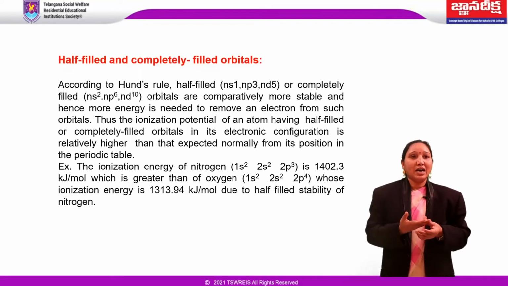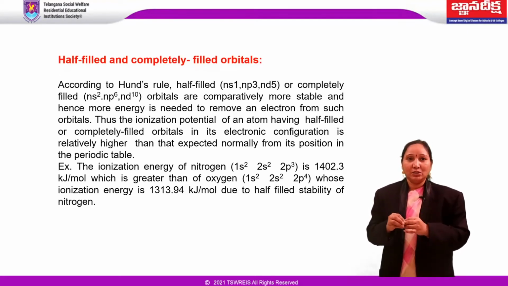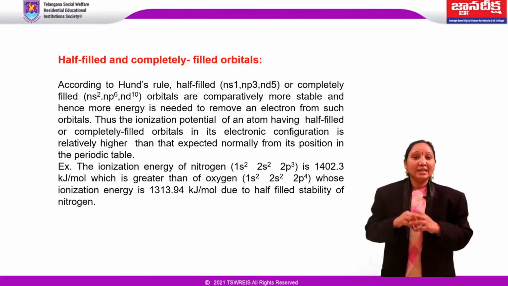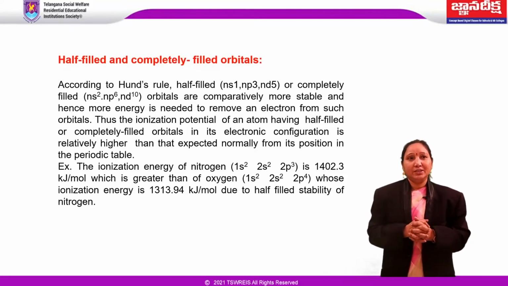The ionization energy for nitrogen is 1402.3 kilojoules per mole, whereas to remove an electron from oxygen it requires only 1313.94 kilojoules per mole. That means greater energy is required to remove the electron from half-filled and completely filled configurations. Okay, these are the factors.